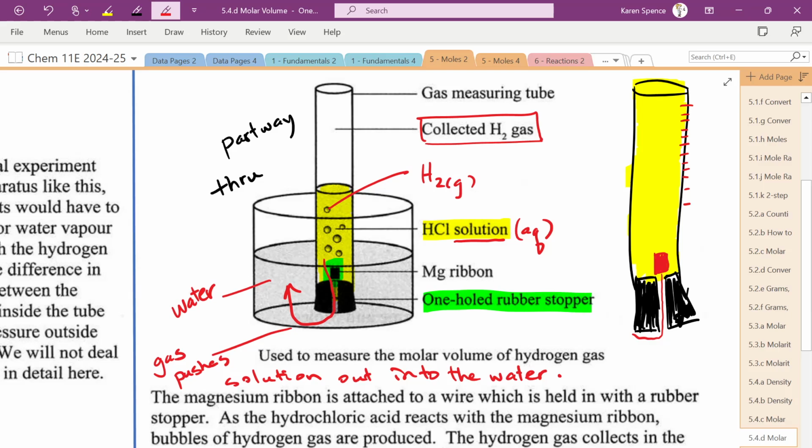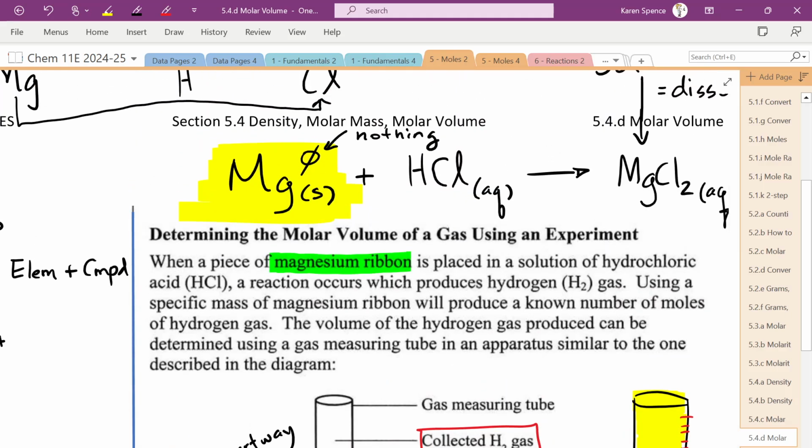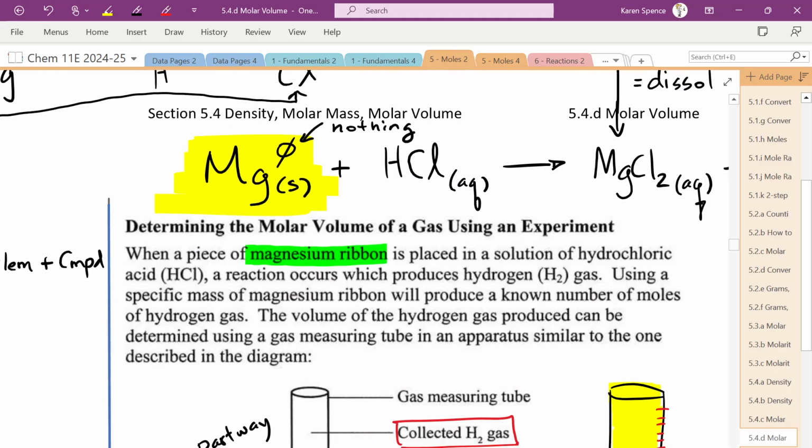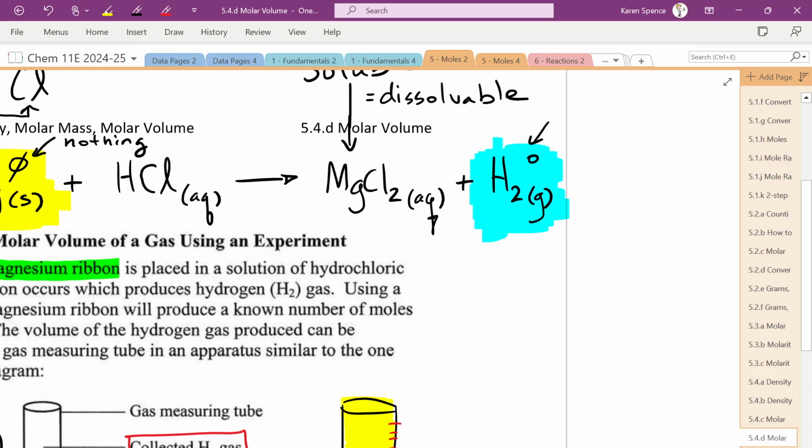Okay, so I've had a question from a couple of people, so I feel like maybe it's worth talking about. That question was, why is the magnesium able to replace the hydrogen? Because I can bubble hydrogen through a solution of magnesium chloride all I want to, and it will never go backwards.